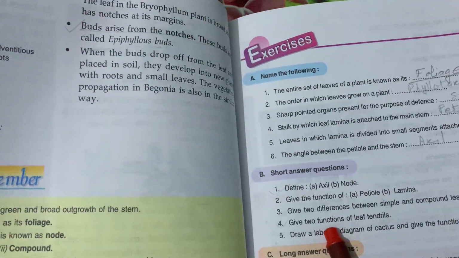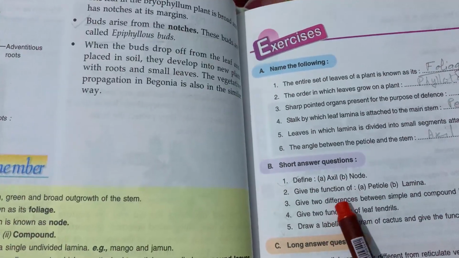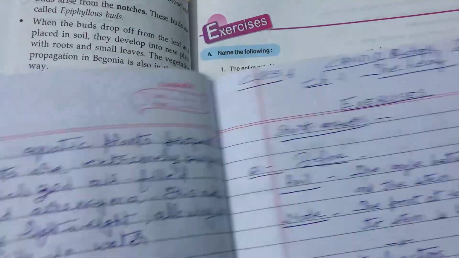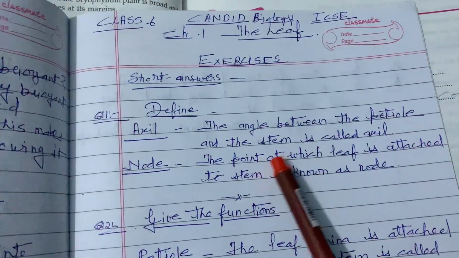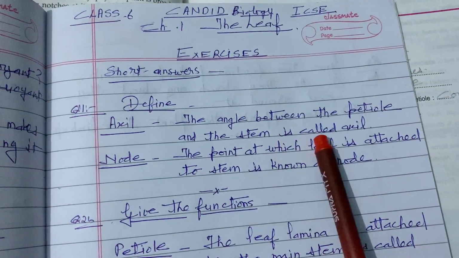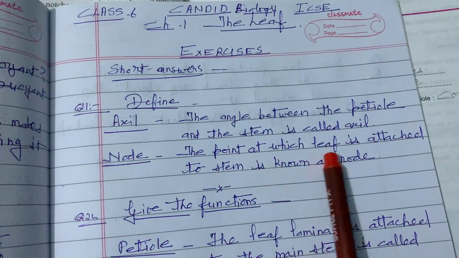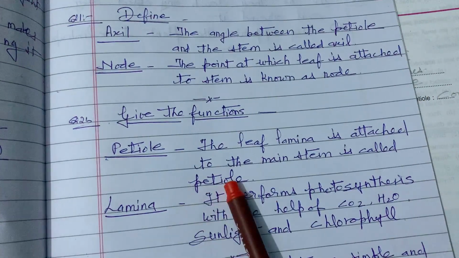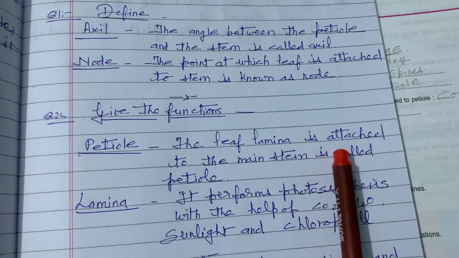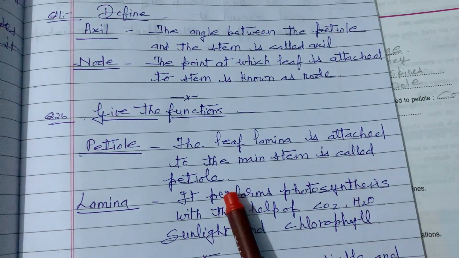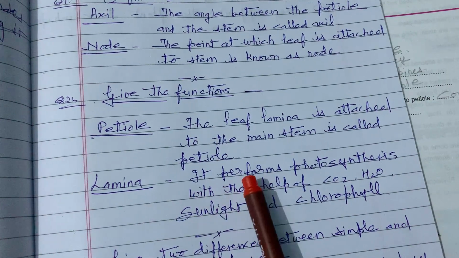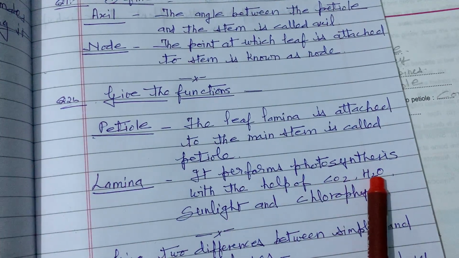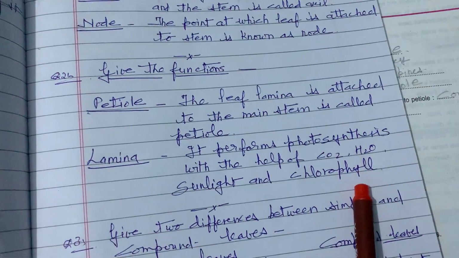Give the functions of petiole and lamina. Here I told you already, the angle between the petiole and the stem is called axil. The point at which the leaf is attached to the stem is known as node. Give two functions, petiole: the leaf lamina is attached to the main stem by the petiole. Lamina performs photosynthesis with the help of carbon dioxide, water, sunlight and chlorophyll.